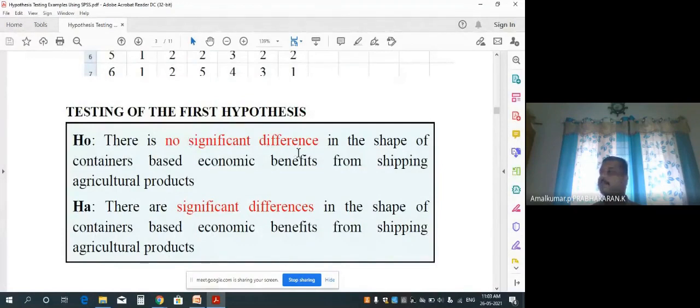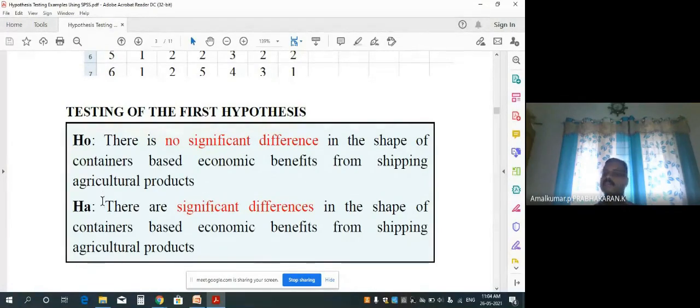There is no significant difference, but there are 4 different types of containers. After analyzing the 4 different types of containers, 3 of them show a significant difference. All are giving a positive difference, that is reliable and economical. That is why the researcher failed to accept the null hypothesis, which means the researcher rejects the null hypothesis. There is no significant difference in the shape of container based on the economic benefits from shipping agricultural product.